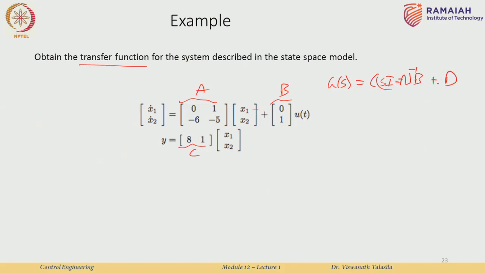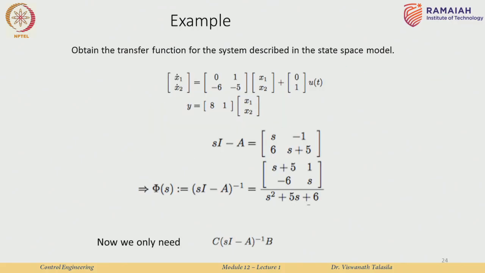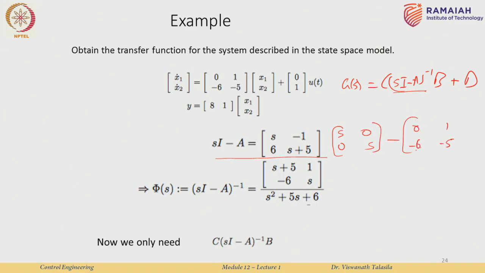So, all we need to do is to plug in all these terms. Let me write down the expression again here: G of s equal to C (sI minus A) inverse B plus D. So, we need to first compute sI minus A and compute the inverse of that. So, sI minus A is basically this over here. That is s times I minus the A matrix, which was just this one. When you subtract this, we get this sI minus A. Then you compute the inverse of that.